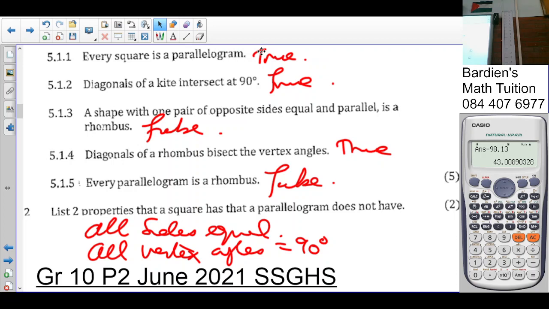I know one more, with regards to the diagonals. The diagonals bisect the vertex angles. Also, the diagonals are equal in length in a square, which is not evident in any parallelogram. Not so?